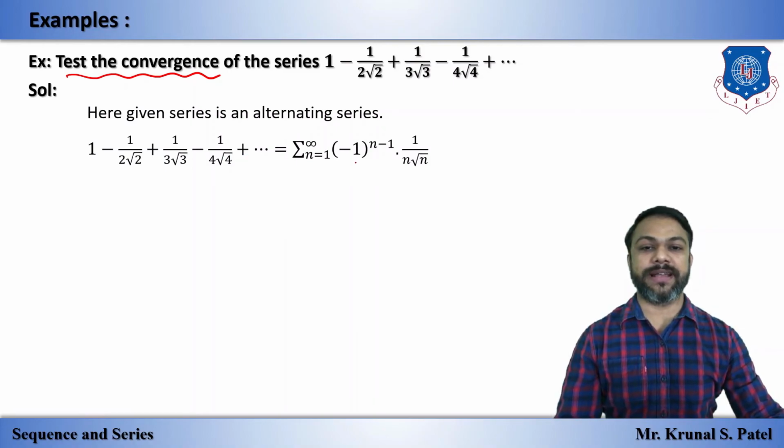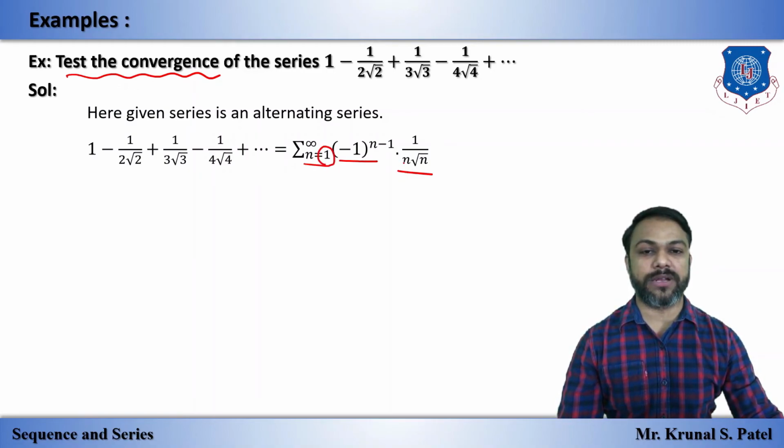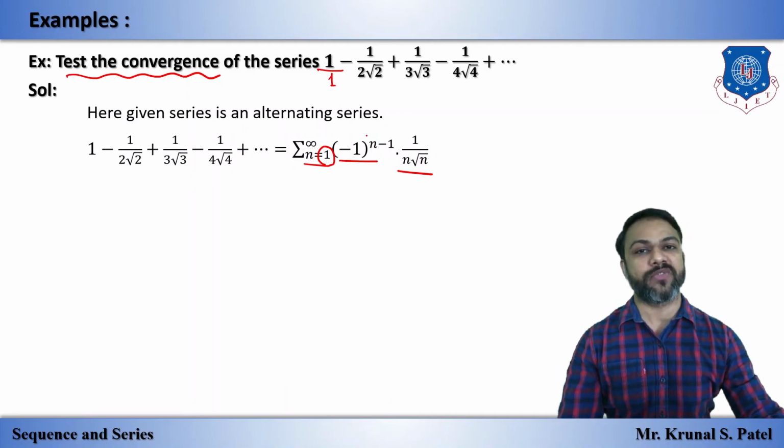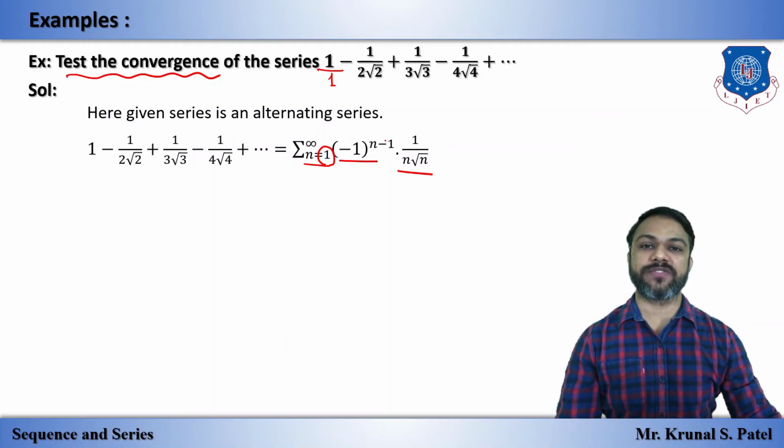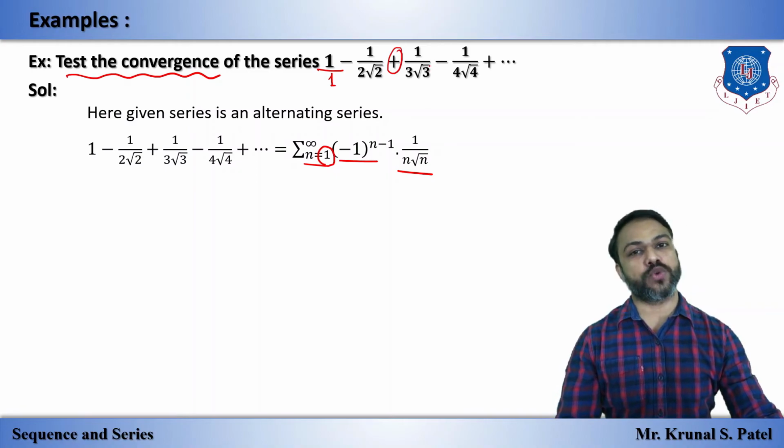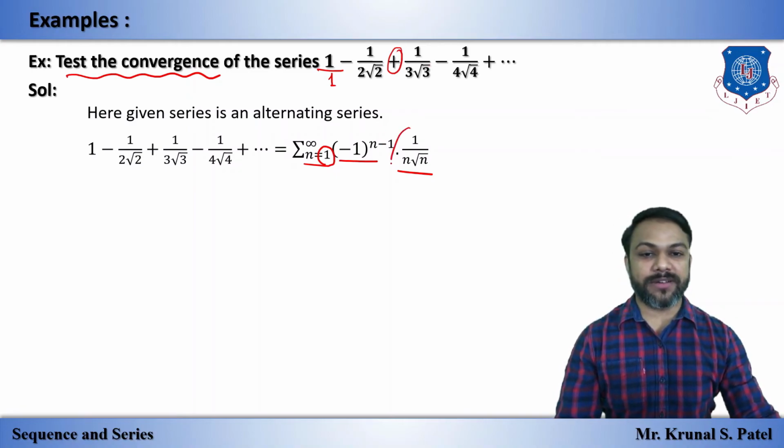So this is written as (-1) raised to (n-1) into 1 upon n root n. If we put n equal to 1, n root n is 1, and (-1) raised to 0 is 1, so it is plus. If we put 2, 2 minus 1 is 1, so (-1) raised to 1 is minus. Similarly, if we put 3, 3 root 3, and 3 minus 1 is 2, so (-1) raised to 2 is plus, and so on. So this is our u(n).